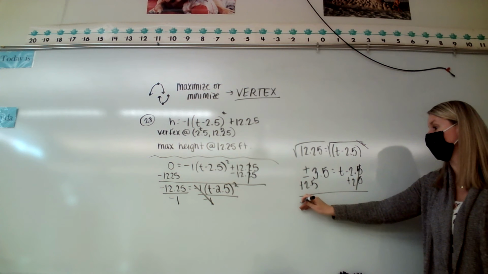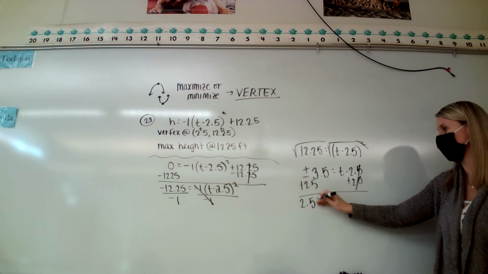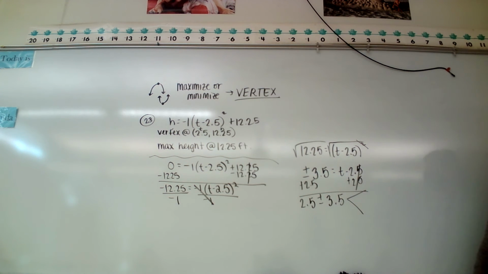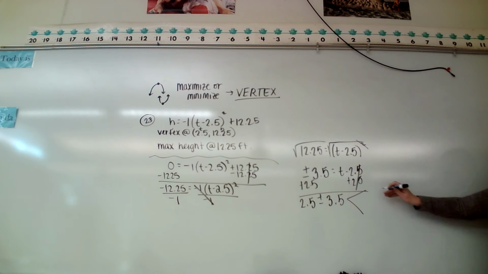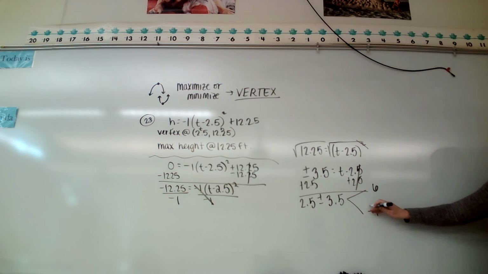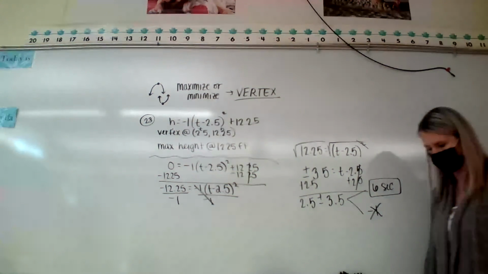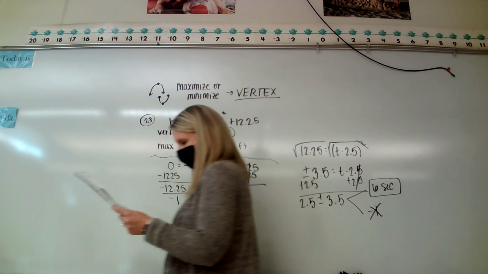That would end up just being 2.5 plus or minus 3.5, but I would actually find the two answers from there. I'd add it once and subtract it once. And they come out to 6 and -1, which I don't care about the negative answer. So it hits the ground after 6 seconds. Oh, that worked for just that little answer there.